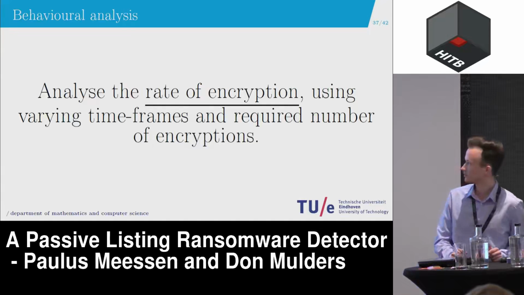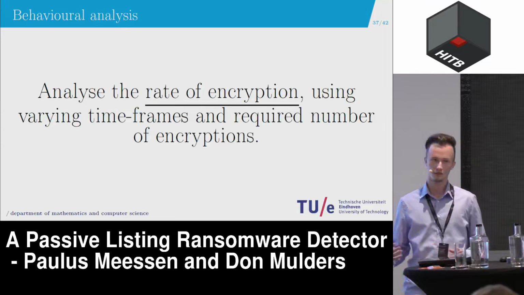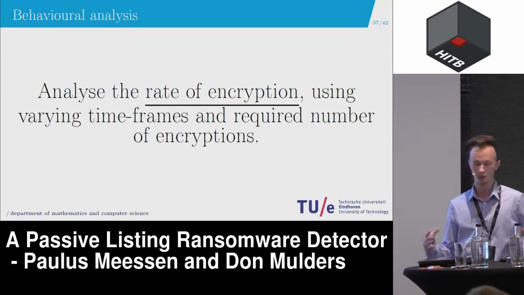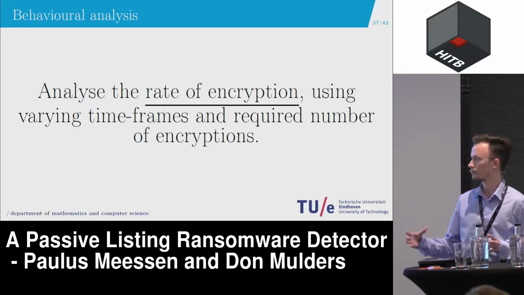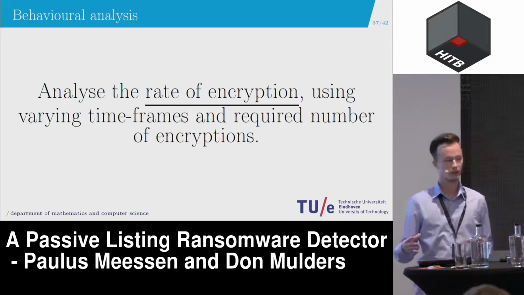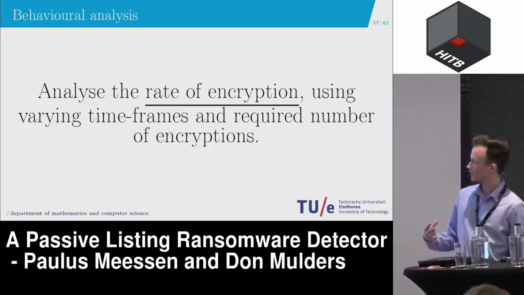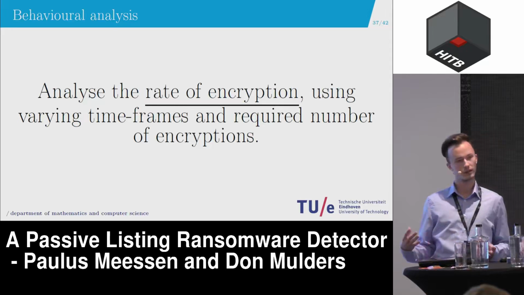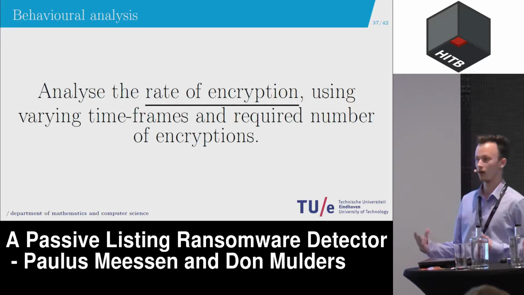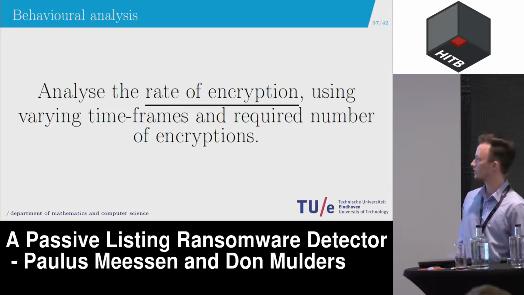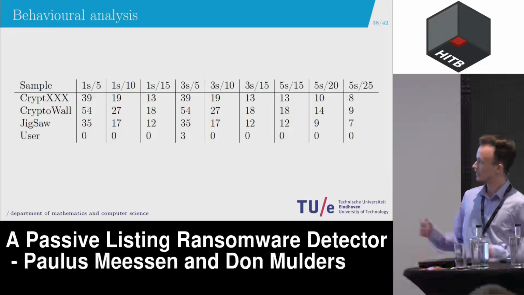So by analyzing the rate of encryption of each of these samples and using some different time frames, in which we started with the first encryption that we detect, and then measuring until the time frame stops, we can actually see, well, okay, is this ransomware or is this a user, based on the number of alarms that went off because they exceeded the required number of encryptions. So we have another table.